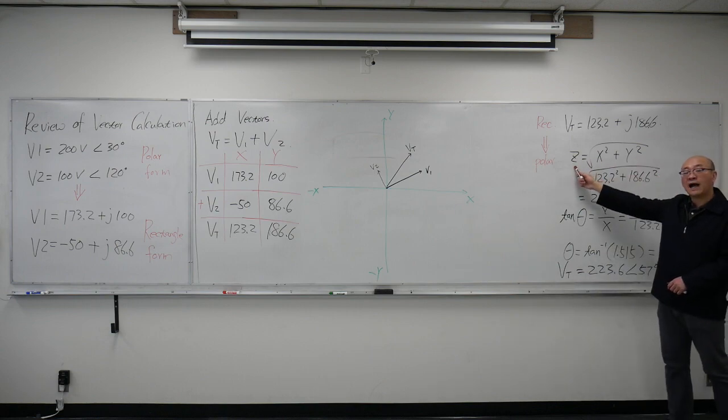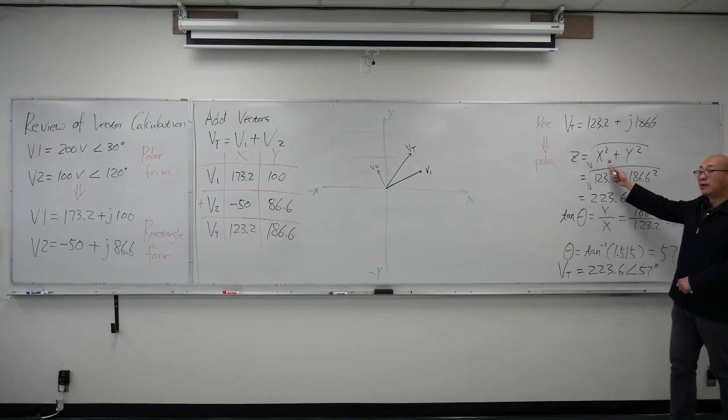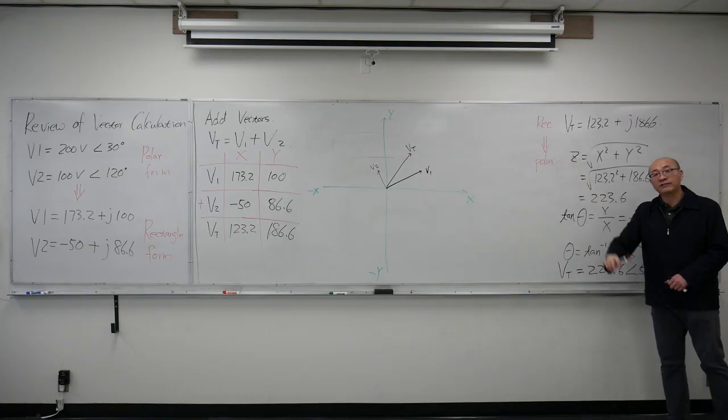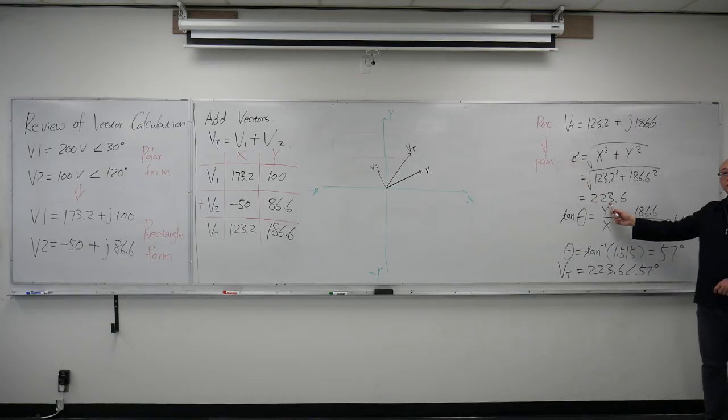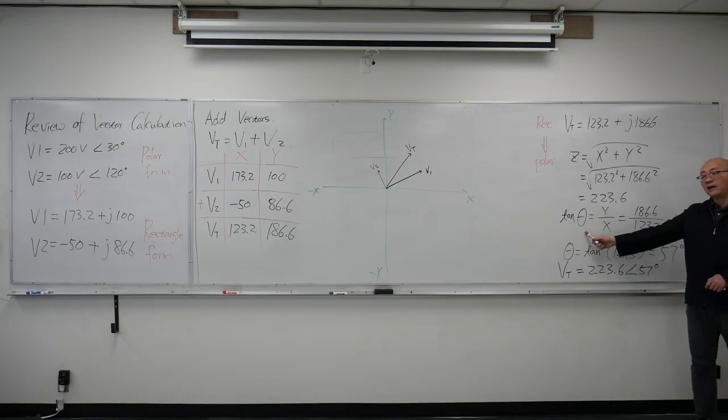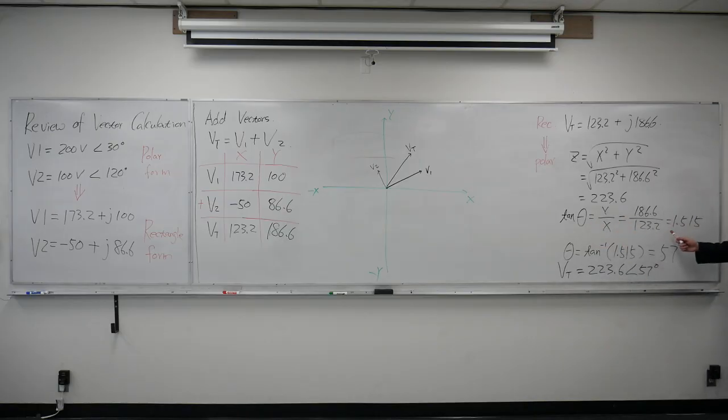We'll find the hypotenuse of that vector, which is x squared plus y squared, then take the square root. So the hypotenuse of this vector gave us 223.6. If we want to find the angle of the vector, we can use tangent, sine, or cosine. I use the tangent function here. Tangent theta equals y over x, and these two numbers give me 1.515.